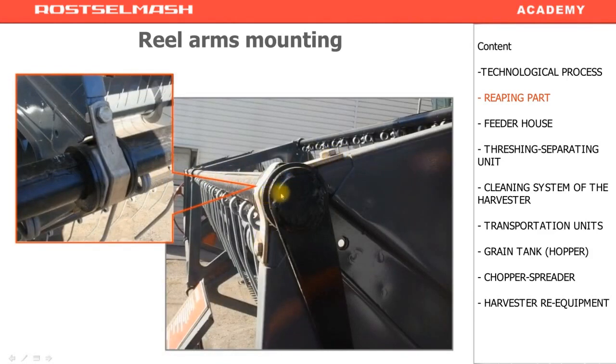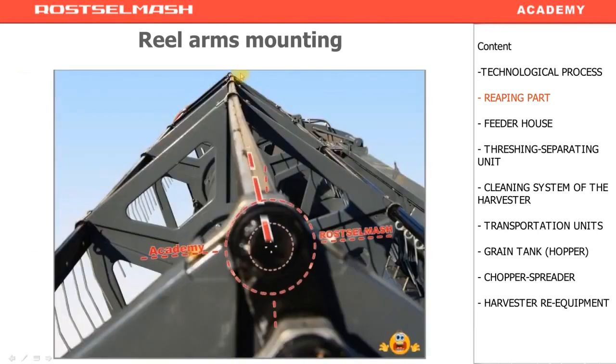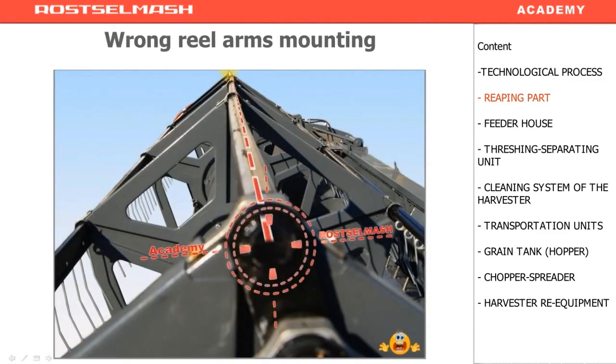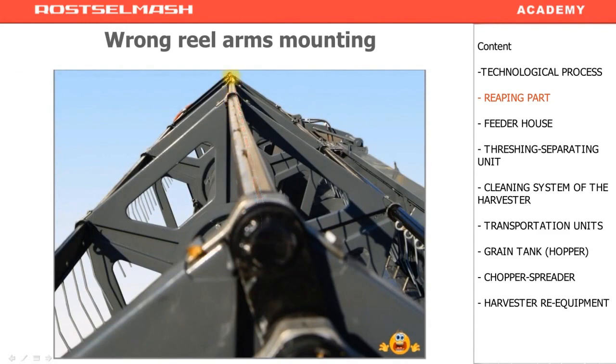The important thing here is to align the tying arms. None of the arms may be bent. All of them must be located in the same plane. If we see the disalignment of one of the arms, as shown in the picture, here you see that the tying arm is disaligned. During harvesting, the disaligned arm will be eventually bent or broken.